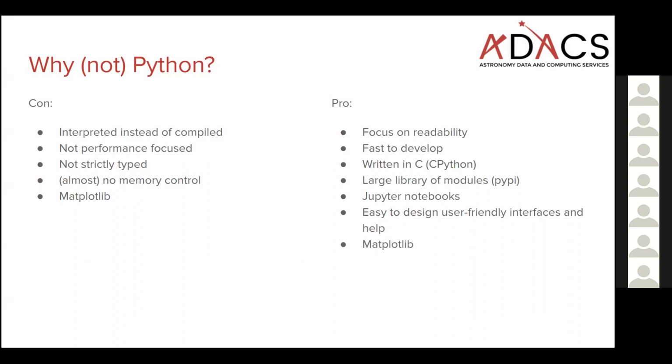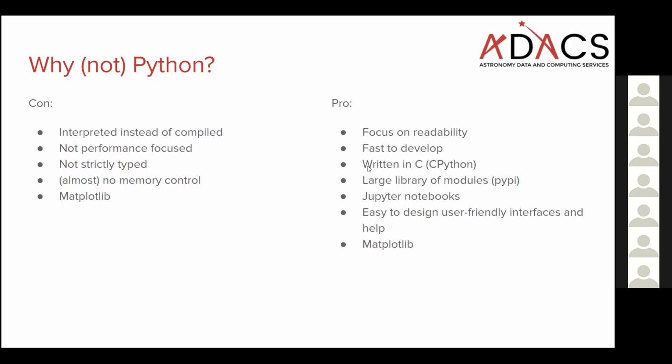Python is both an awesome and terrible language for HPC. Some of the cons are that it's interpreted instead of compiled. So pure Python is not really very performant. In fact, the language itself was not developed for high performance. It was developed to be easy to develop and to read. It's not strictly typed, and there is almost no memory control. You can monitor the memory a little bit, but it's very hard to control exactly what Python does with memory allocation.